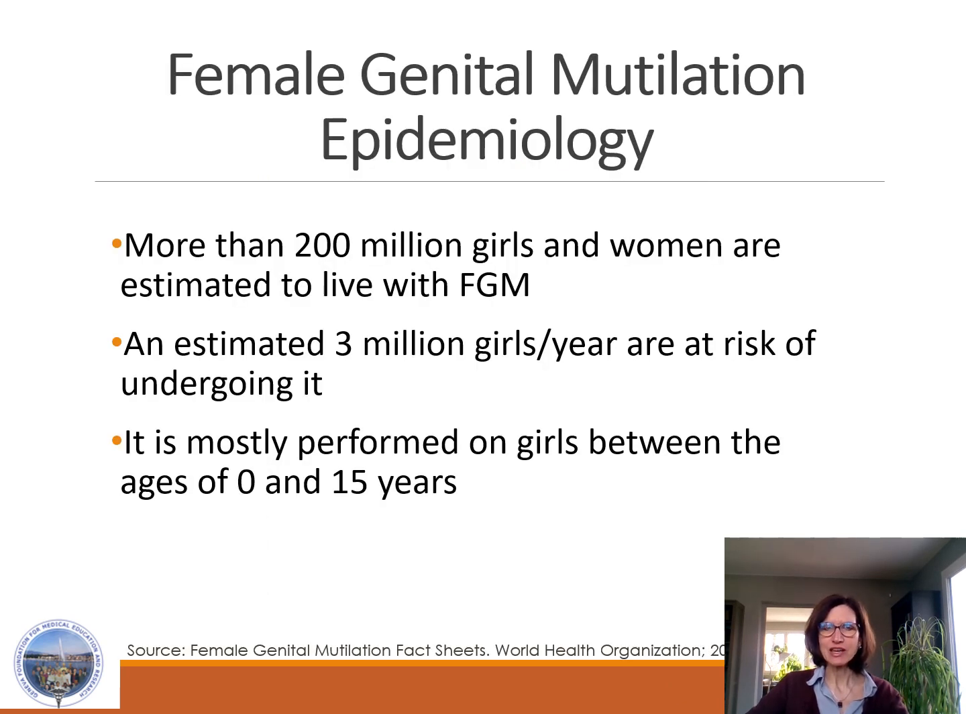Now moving on to the epidemiology of FGM. There are more than 200 million women and girls alive today who have already undergone the practice. This is from population-based studies from 31 countries. There are also an estimated 3 million girls who will undergo FGM each year at the current incidence rates. And FGM is a practice that's mostly performed on girls between the ages of 0 and 15 years old.